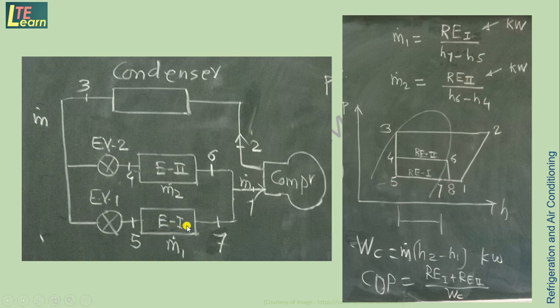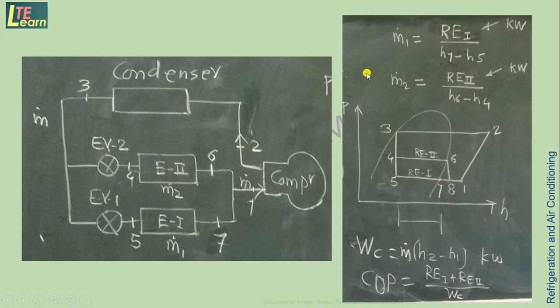Now evaporator 1 process is 5 to 7 on the pH diagram. Evaporator 2 process is 4 to 6 on the pH diagram. From 6 and 7 collection, that is point number 8, that is in between 1 and 7. So here this is the entry of the compressor, 1. In this way the cycle is completed.